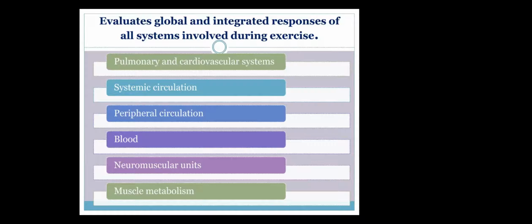So not just testing, whenever we are giving them exercise programs, all the systems that come into the picture are getting tested over here. So we have the pulmonary and the cardiovascular systems, systemic circulation, peripheral circulation, blood, neuromuscular units, and the muscle metabolism.